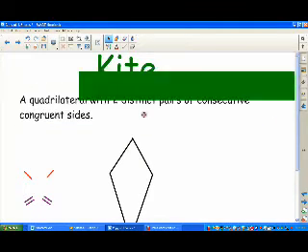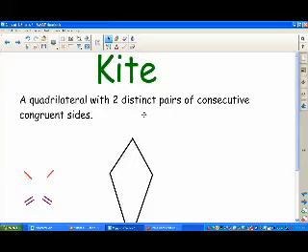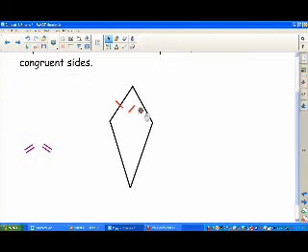A kite is a special type of quadrilateral. It has two distinct pairs of consecutive congruent sides. So for example, let me scroll down here a little bit. For this kite, I would have these two sides as being congruent with the two tick marks, and these two sides would be congruent with just the one tick mark. We're going to go more into depth on kites later on, but for right now, all you really need to know about a kite is that it has two sets of congruent consecutive sides. So they have to be next to each other.